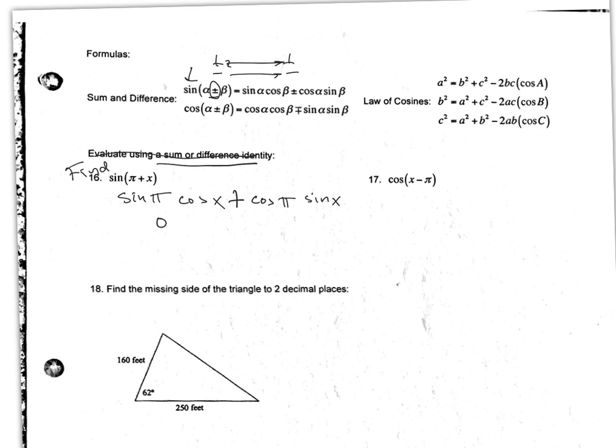The sine of pi is 0, cosine of x, we don't calculate that. Cosine of pi is -1, and the sine of x, we can't calculate that either. So this is going to turn into a 0, so we get negative sine x. That's as far as that can be finished.